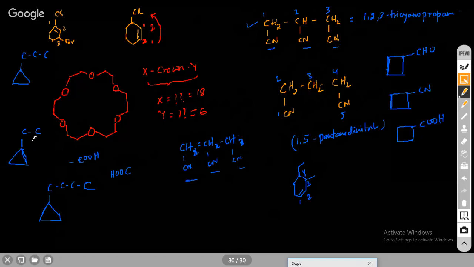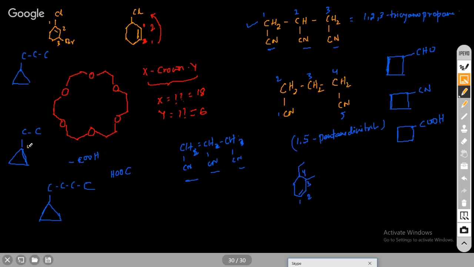Whenever we have a ring and an alkyl group attached to the ring, the parent chain will be either the ring or the chain, depending on the number of carbon atoms present. If the ring contains more or an equal number of carbon atoms compared to the branch or substituent, then we always consider the ring as the parent chain. You get this? Clear? This is the rule.